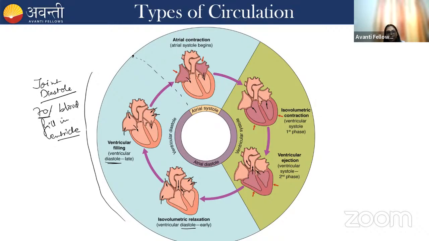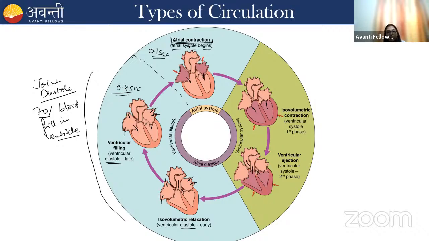Now atrial contraction takes place. Remember, the SA node gives the impulse to the right atrium and the left atrium, which leads to atrium depolarization. Because of the depolarization, atrium contraction occurs, which we call atrium systole. So atrium systole begins and it lasts for only 0.1 second. This is for 0.4 second, the joint diastole.